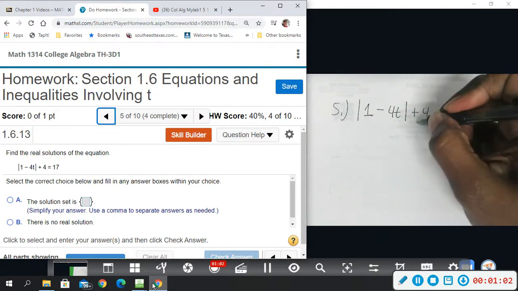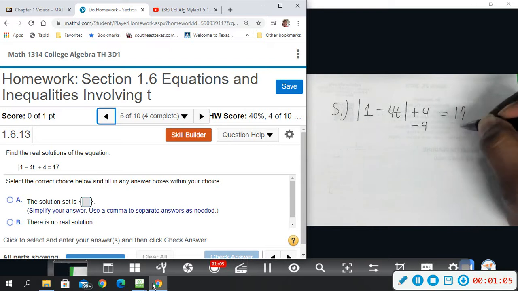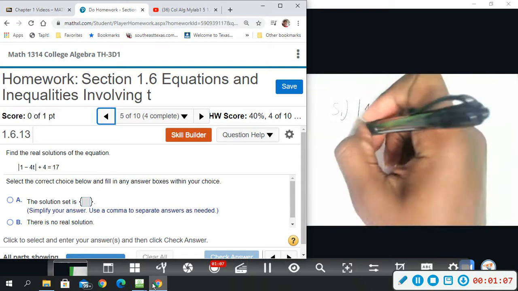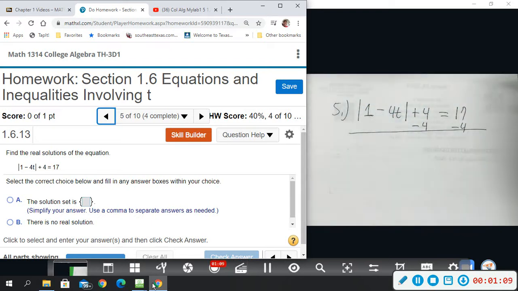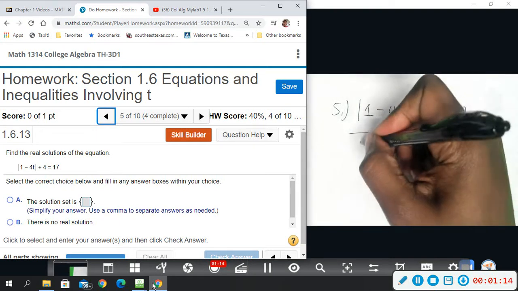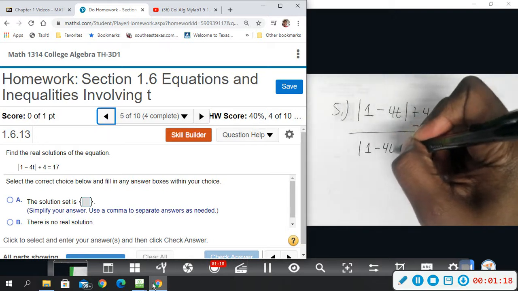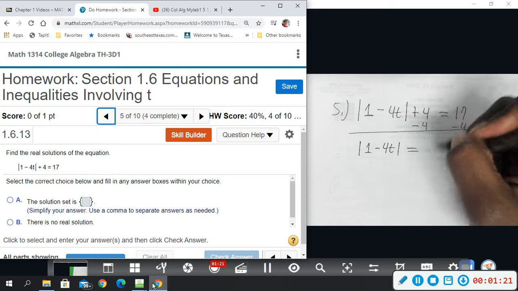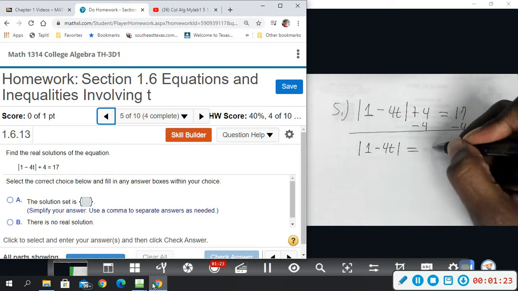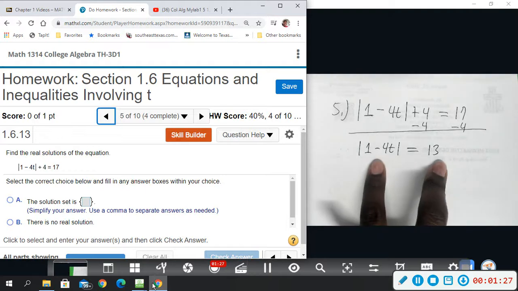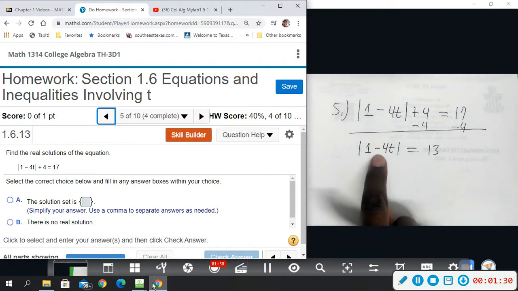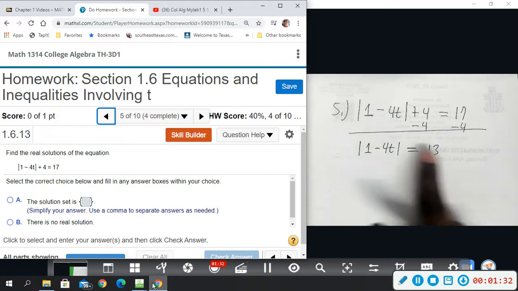So we need to subtract 4 first so that we get our absolute value by itself on the left side of the equal sign. So that goes, and I'm going to bring down absolute value of 1 minus 4t, and that's going to equal, that goes to 0, and this equals 13. All right, so this is what we're comparing. We're trying to figure out this inside the absolute value equal to 13 and negative 13.